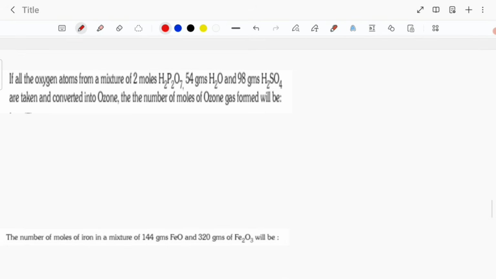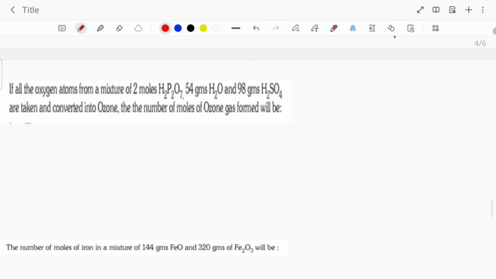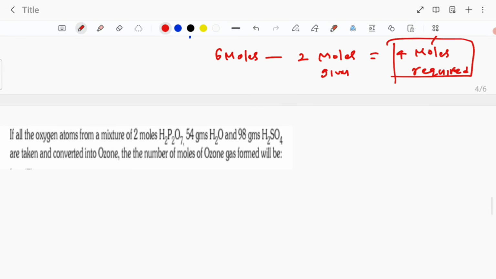Next question. If all the oxygen atoms from a mixture of 2 moles of H2P2O7, 54 grams of H2O, 98 grams of H2SO4 are taken and then converted into ozone, the number of moles of ozone gas formed will be. So we need to find the number of moles of ozone gas. Okay, a simple question it is. So total moles of oxygen atoms, how many?